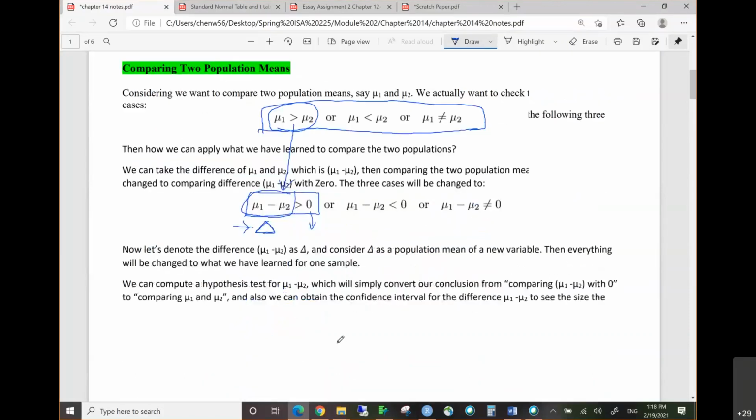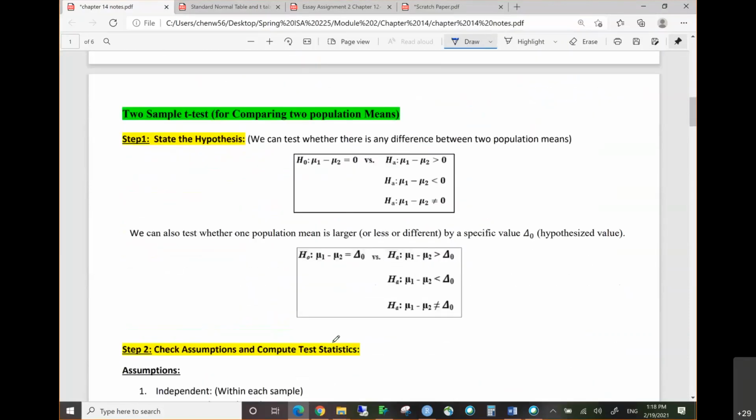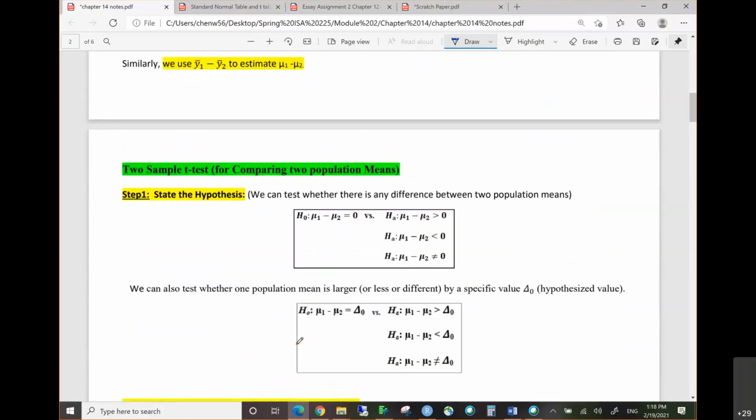Okay, and then we say to get this two sample test, since this is a hypothesis test, we still have these 4 steps, right? We first state the hypothesis, and then we calculate the test statistic. And based on the test statistic, we find the p-value. And then we compare this p-value with our given significance level alpha to make the conclusion.